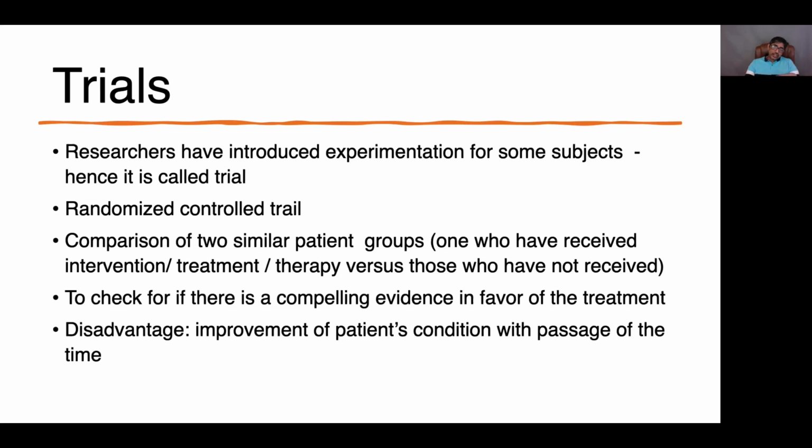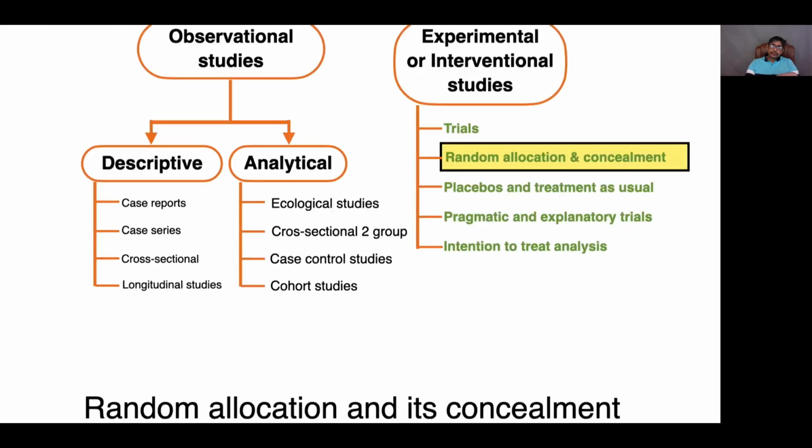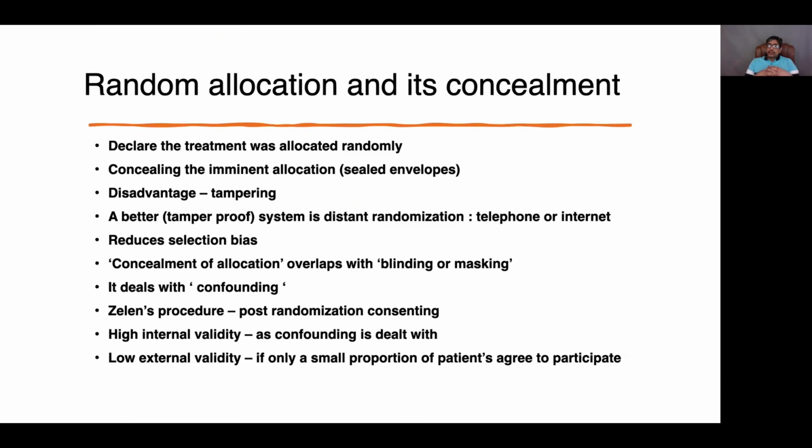So that's why the next stage comes, which is random allocation and concealment. Here you are randomizing the subjects who receive the treatment versus placebo or a second treatment. You have to conceal the allocation within a sealed envelope. The disadvantage is that sometimes the sealed envelope can be tampered with. To avoid that, you can use telephone calls or the internet to randomize. This reduces selection bias.